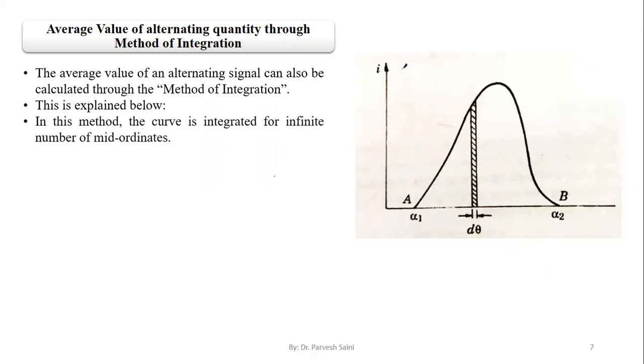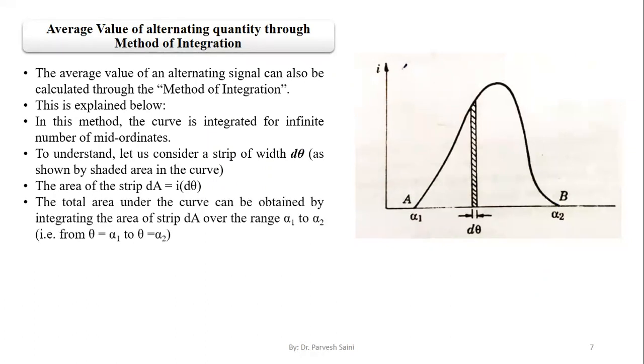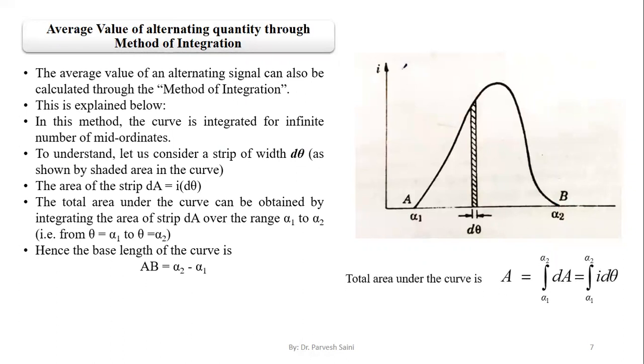We may have an infinite number of mid-ordinates or instantaneous values over this curve from alpha 1 to alpha 2. So if dA is the area of this strip, it is l d theta. We can find the total area by integrating this over the range from alpha 1 to alpha 2, meaning theta equal to alpha 1 to theta equal to alpha 2. These two would be the limits of the integration, right? The base length here is alpha 2 minus alpha 1. So the total area is this one, right?